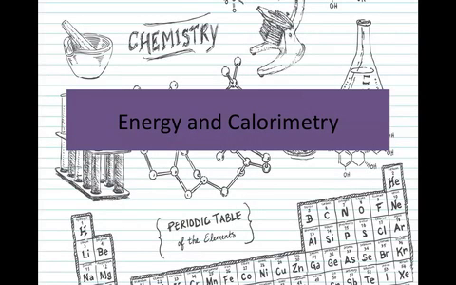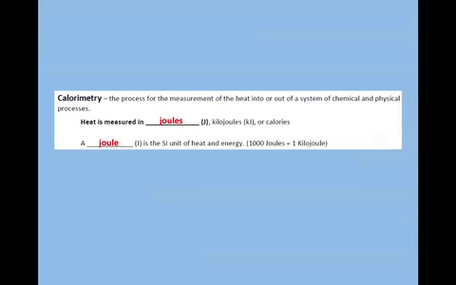All right, so up until this point, we've talked a lot about energy and heat, and now we're going to focus on something called calorimetry, which is basically figuring out how much heat's involved when things change temperature. So calorimetry is the process for the movement of heat into or out of a system, whether we talk about it being chemical or physical.